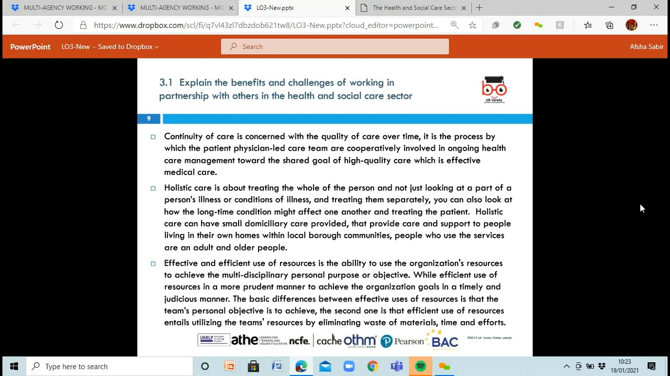So in this section we explain the benefits and challenges of working in partnership with others in health and social care sectors. So on here, we're going to look at the benefits first, and then we'll pop down and look at the challenges.